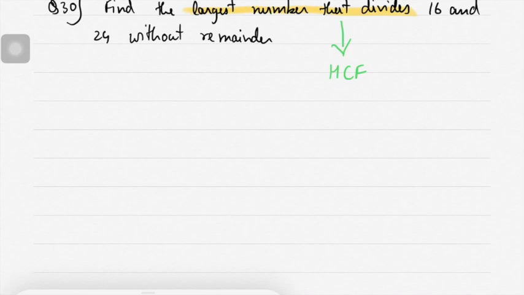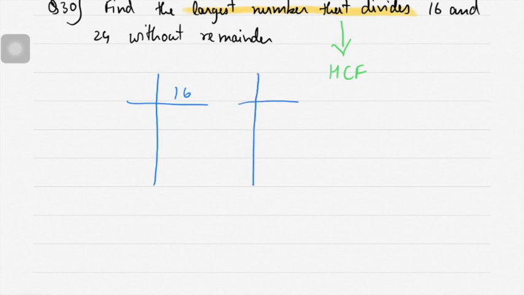So let us find the highest common factor for 16 and for 24.